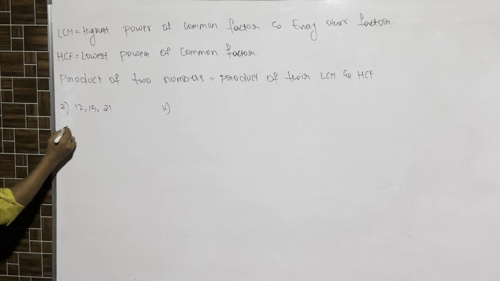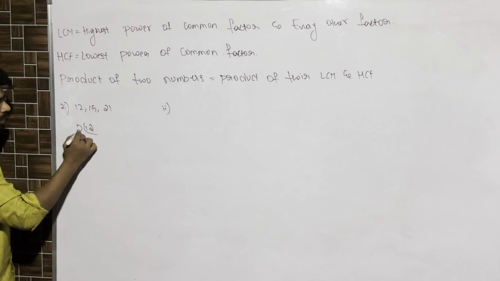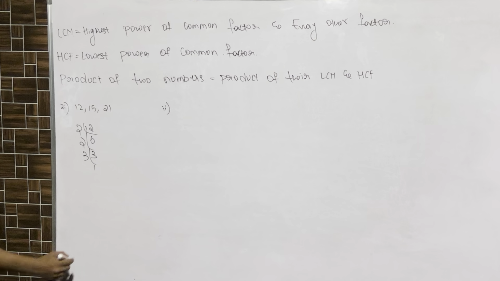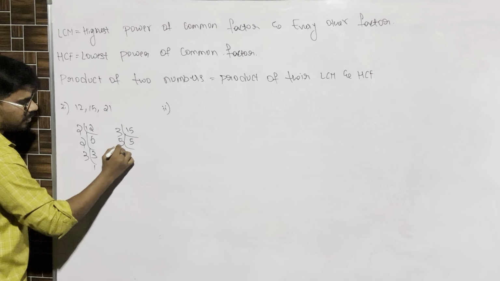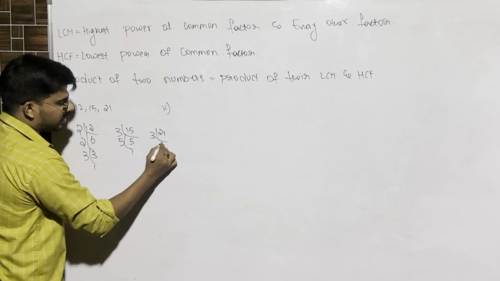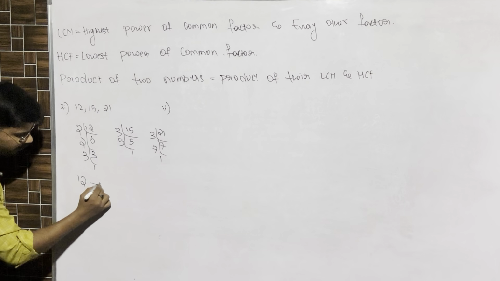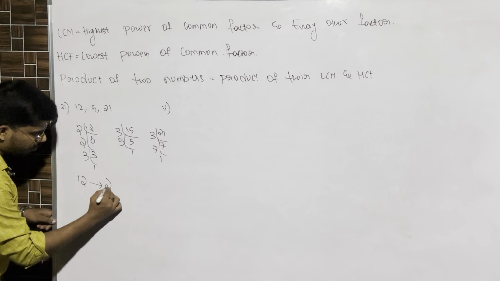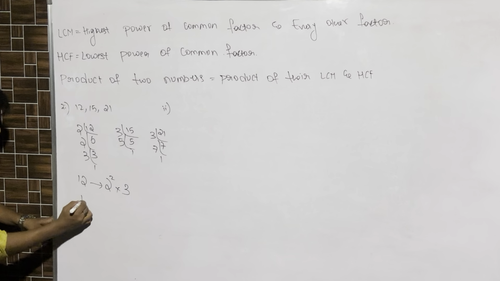So we are trying to find the factors of 12, 15 and 21. 12 goes into 2 6s are 12, 2 3s are 6, 3 1s are 3. Next 15. 3 5s are 15, 5 3s, 5 1s are 5. Next 21. 21 goes in 3 7s are 21, 7 1s are 7. So what are the factors of 12? 2 power 2 into 3, or 3 power 1. Right. Next 15.